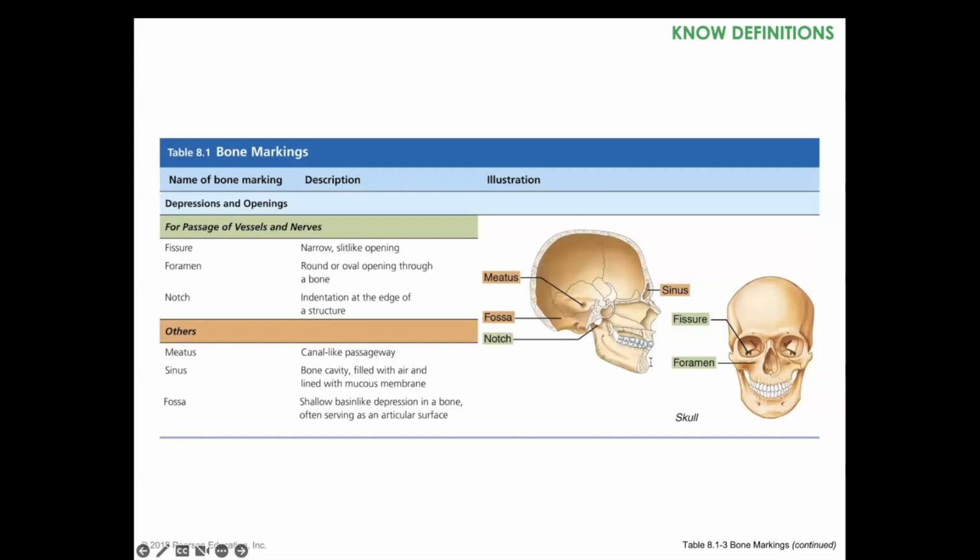On the example here, we see the external auditory meatus, and this is kind of where your eardrum is going to connect to your brain so we can hear things.